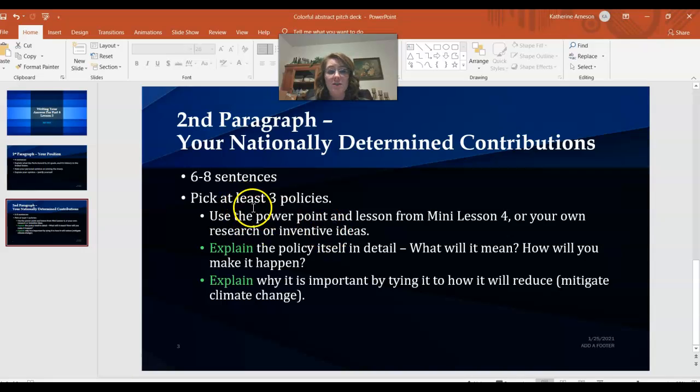This is just information for you. What are you actually going to be writing? You're going to be explaining the policy in detail, and then you're going to explain why that's important or why that's going to help us solve climate change. So that's really what you need to do in this paragraph to get a good grade. But I hope that's helpful.